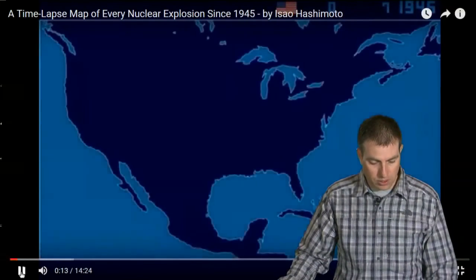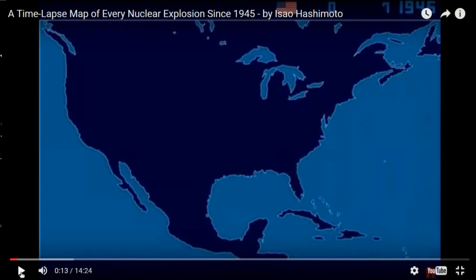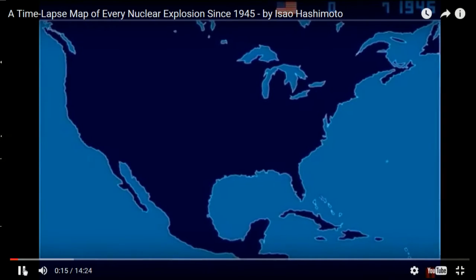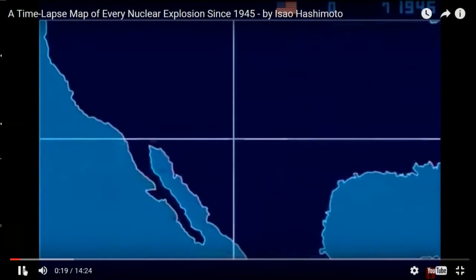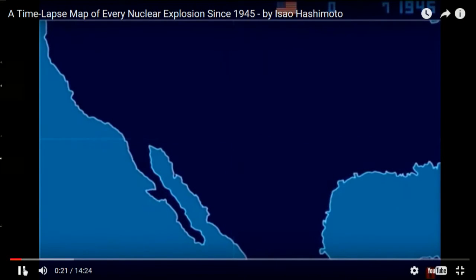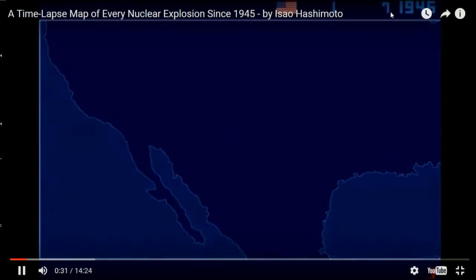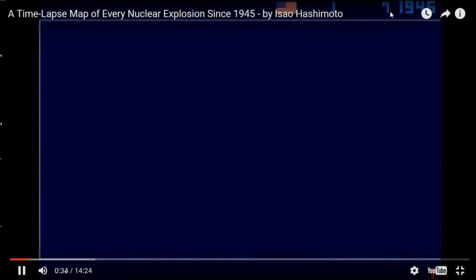So it starts off kind of slow and it's kind of hard to figure out what's going on, but we'll do our best. So you'll see each flash represents a bomb detonation. The first one was in New Mexico. So this was the Trinity test. And up at the top, you can see the year and the month. So 1945, the 7th month, is that August, I guess?